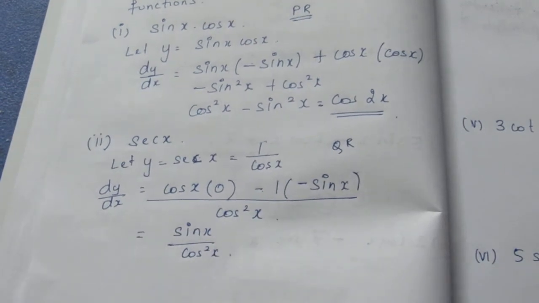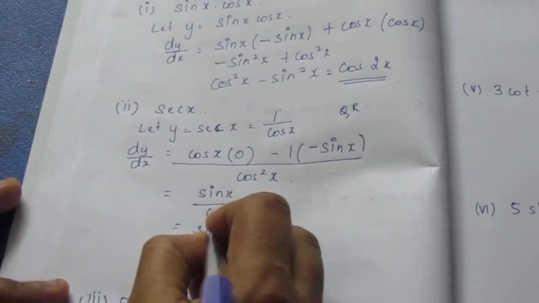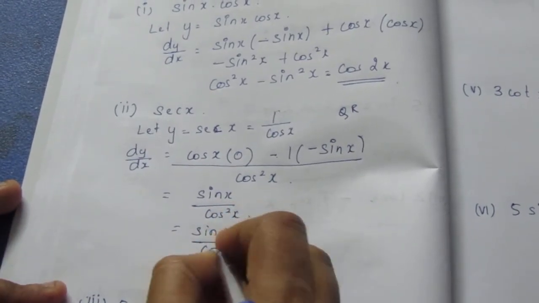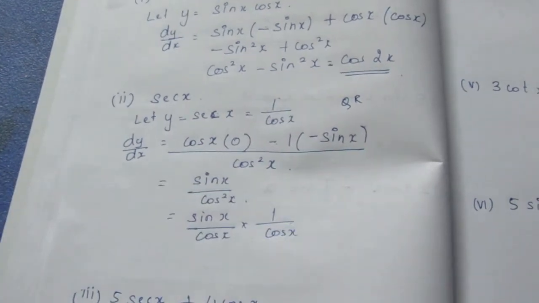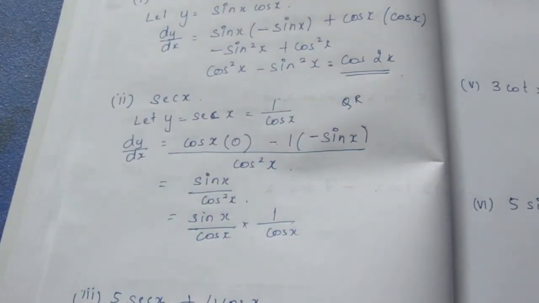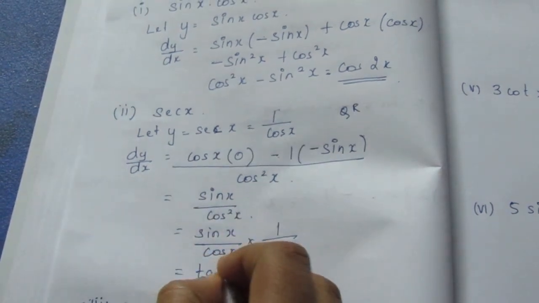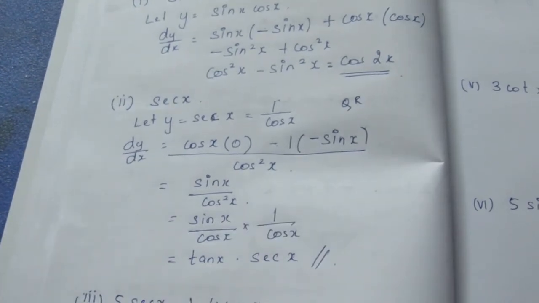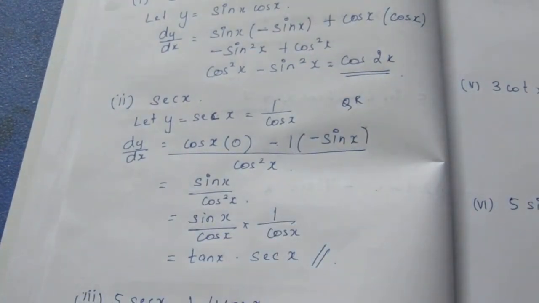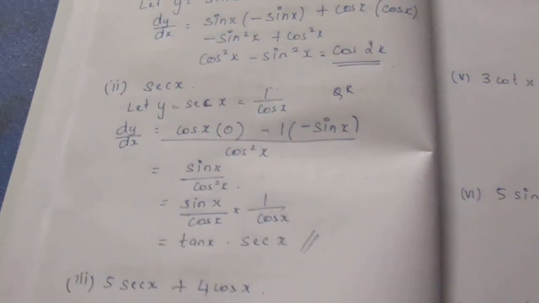Here we have cos square x in the bottom, so I am going to write this as sin x by cos x into 1 by cos x. I am splitting the denominator cos square x as cos x into cos x. So here it becomes tan x and here it is secant x. So the derivative of secant x is nothing but tan x into secant x. Now we'll move on to the third one.